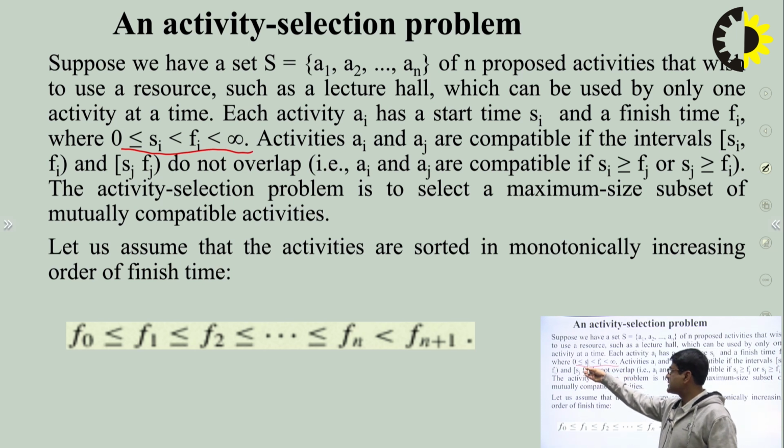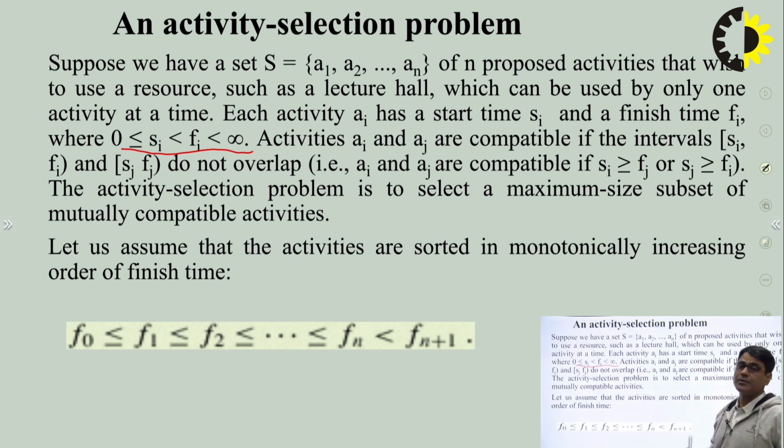The start time Si is greater than or equal to 0; the first activity will start at time 0. Then Fj, whatever it is, would be greater than Si every time, and Fi would be less than infinity because it is not an unrealistic value. So this is the start time and end time associated with every activity.